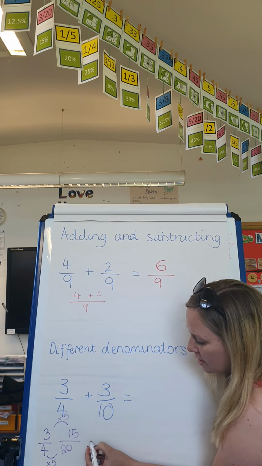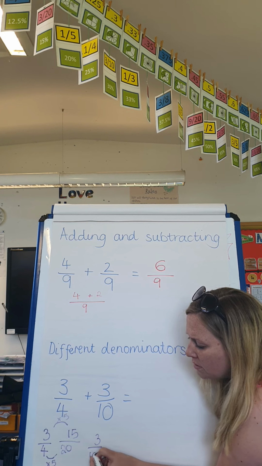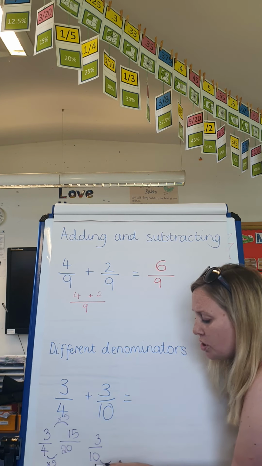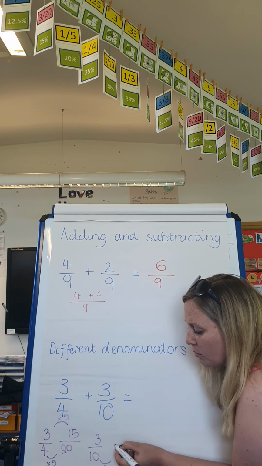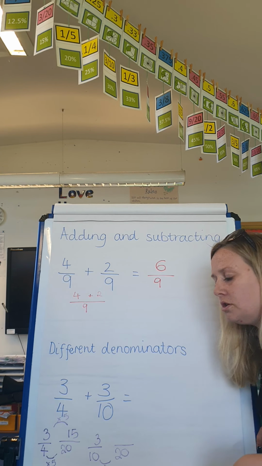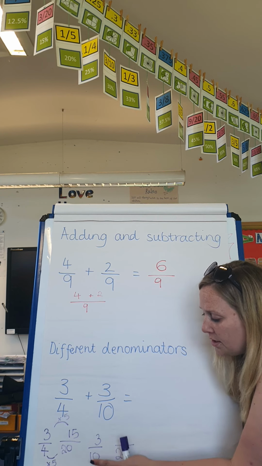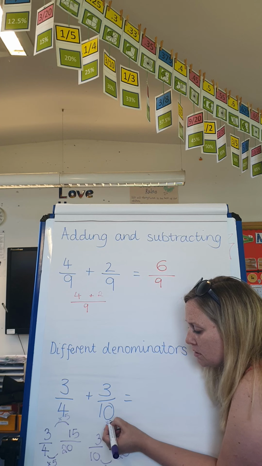I need to do this one now as well. So 3/10. Times that by 2 to get to 20. We're also going to take pictures of these and put them up on the website so that you can see it. So I've timesed my denominator by 2, I need to times my numerator by 2. 3 times 2 is 6.